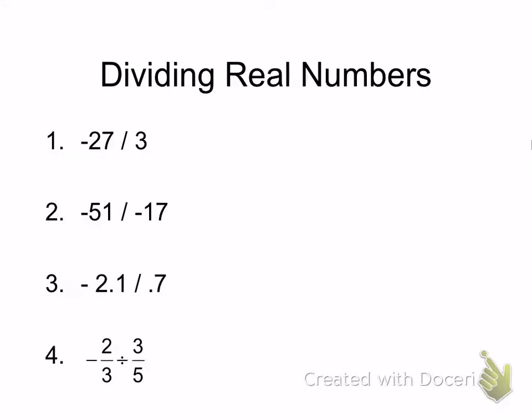Dividing, same thing with the signs, but dividing fractions, what's the rule, please? You have to flip the second one over to get the reciprocal. And the math terminology that we use? Multiply by the reciprocal, 5 over 3. And then multiply straight across, negative 10 over 9.